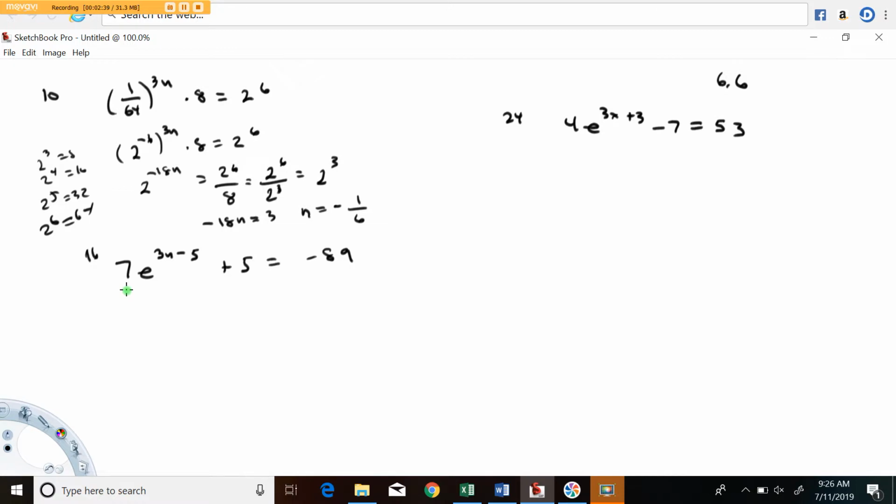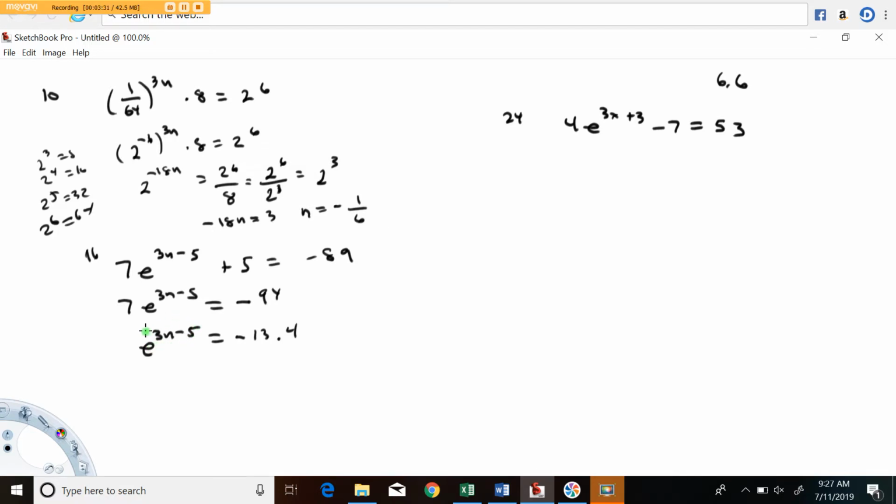Let's take a look at 16 here, where it says 7 times e to the 3n minus 5, plus 5 equals minus 89. So first we want to isolate this thing by subtracting 5 from both sides. So 7e to the 3n minus 5 is going to equal negative 94 by the time we take negative 89 and subtract 5. Then we're going to divide both sides by 7. So e to the 3n minus 5 is equal to, now that doesn't divide evenly. I'm going to take a moment and do that division, 94 divided by 7. 13.428. I'm just going to round that to 13.4 and call that good enough. Oh, and it's a negative number. So minus 13.4.